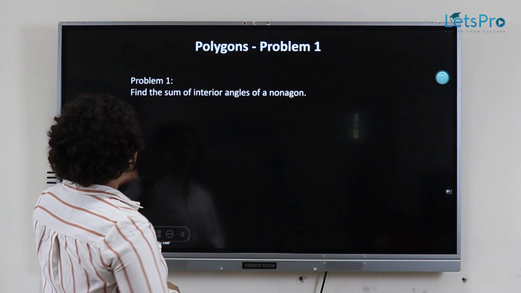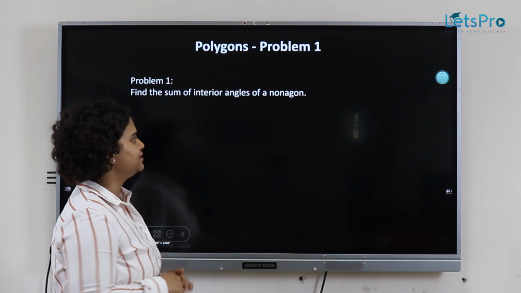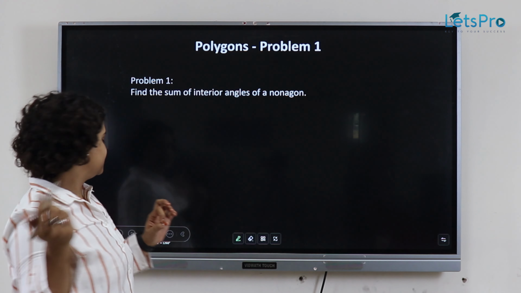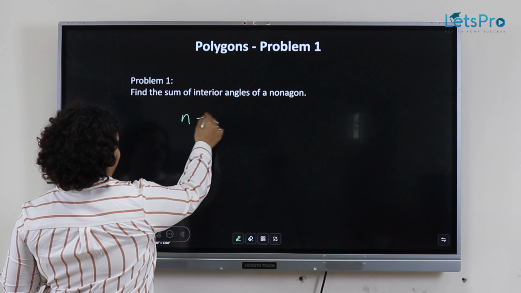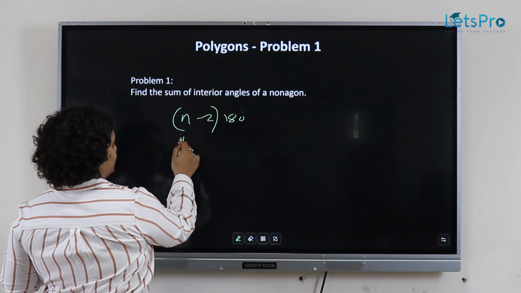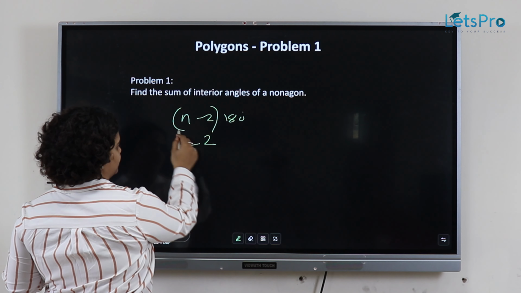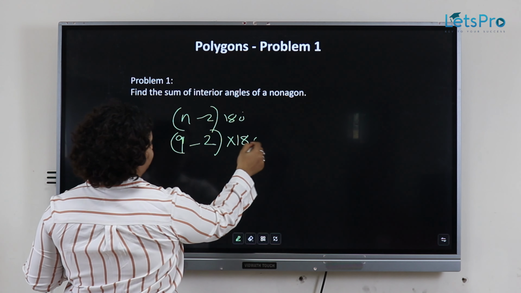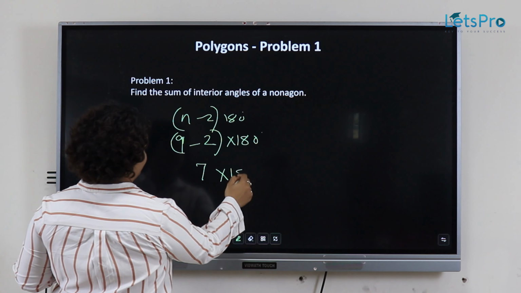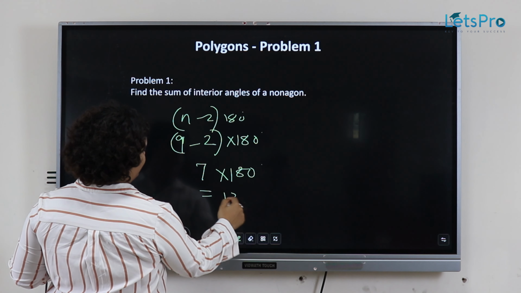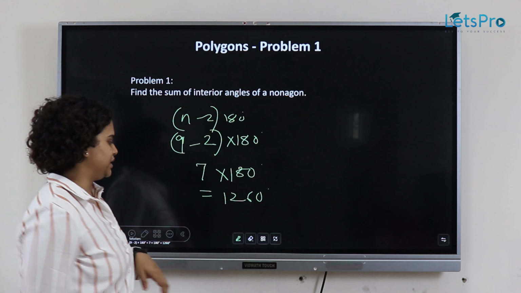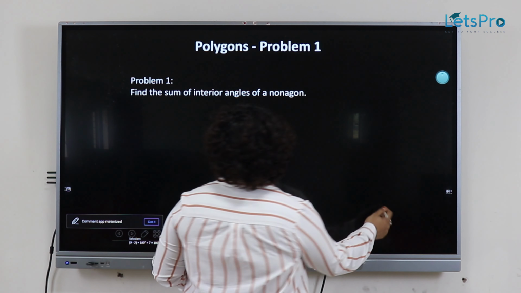It says find the sum of interior angles of a nonagon. Interior angles, remember, it was n minus 2 into 180. So n minus 2 into 180 degrees. N meaning 9 because this is a nonagon. 9 minus 2 into 180 degrees. 9 minus 2 is 7, right? 7 into 180, simply 1260. So this is your final answer. As simple as that.